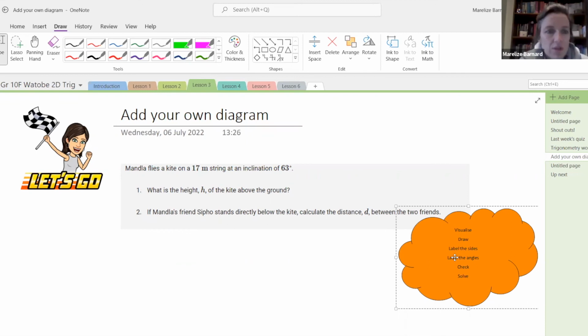And of course, we are doing trigonometry. You draw zongs, they form a right angle triangle. Yeah, we're doing trigonometry, so we're definitely going to be drawing some sort of right angle triangle. Where's the kite? Where's the 17 meters? Where's the 63? Where would you place all of that? Okay, so make a little drawing of it. And then label the sides and label the angles. Okay, so just do the drawing now, and then we'll check in to see how our drawings have gone.